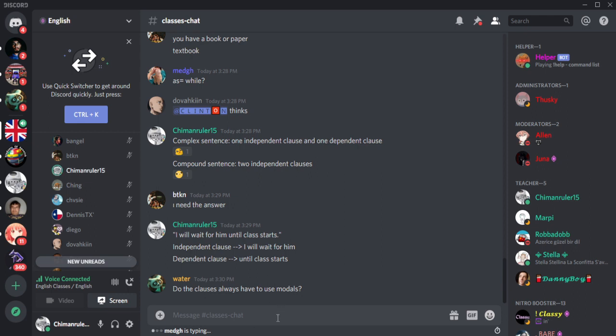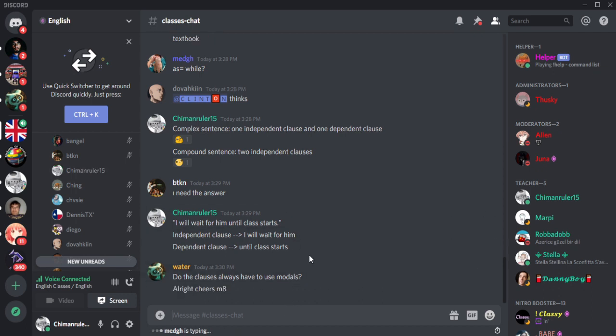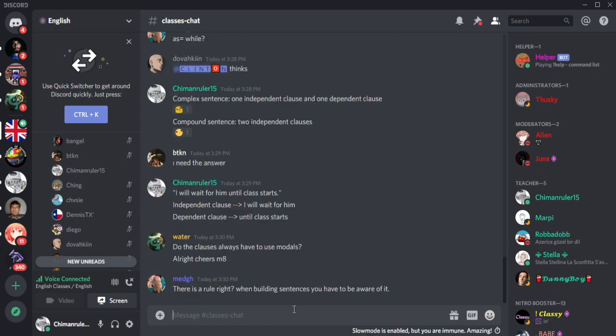Do the clauses always have to use modals? No, they don't have to. You can use modals, you don't have to. They're not required. Okay, so that's what a complex sentence is. It has one independent clause and one dependent clause.